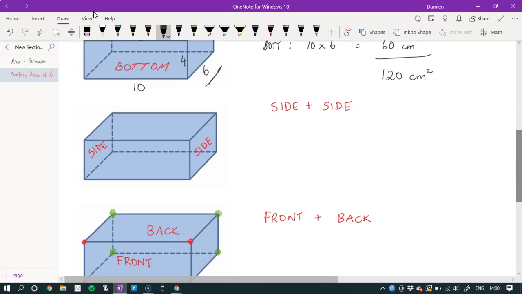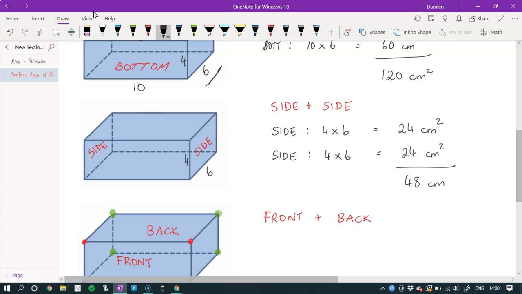Now what we're going to do is our side and our side. So this side is 6 from our example, and this side is 4. If we want to work out the area of that side, it's just one side by the other, which is 4 multiplied by 6, and that is 24 centimeters squared. Because the side and the other side are exactly the same, it's also 4 multiplied by 6, because the two sides on a box are always the same. Otherwise, it wouldn't be a box shape. So that's also 24 centimeters squared. So the two sides added together gives you a total of 48 centimeters squared.